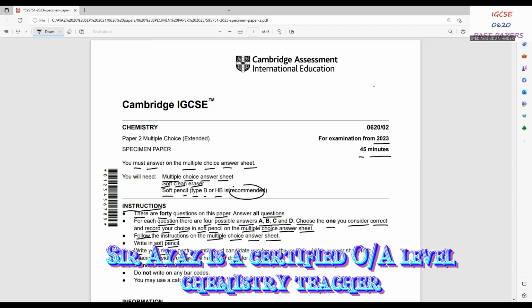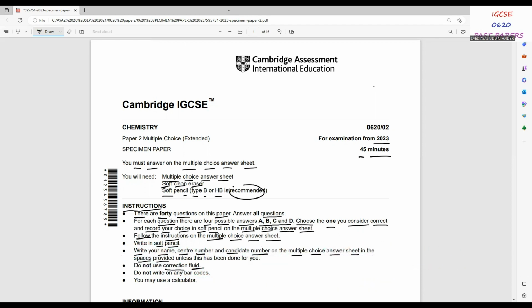Write your name, center number, and candidate number on the multiple choice answer sheet in the spaces provided, unless this has been done for you. Do not use correction fluid. Do not write on any barcodes. You may use a calculator.